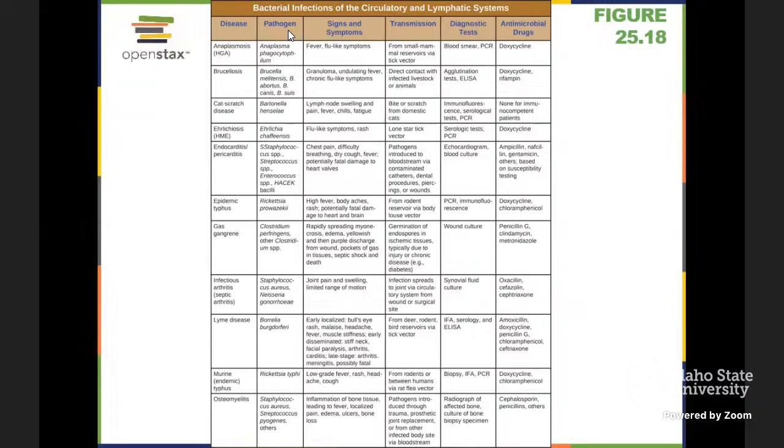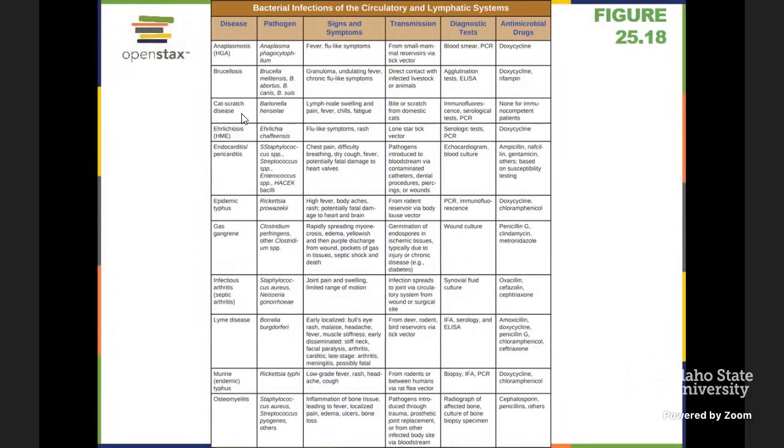So all sorts of bacterial infections. With anaplasmosis, Anaplasma phagocytophilum, fever and flu-like symptoms. Zoonotic transmission, brucellosis. This is often something we may think about with cattle or big game animals: Brucella melitensis, abortus, canis, and suis. So undulating fever, flu-like symptoms, and we think about contact with livestock or infected animals. That sets the stage for that.